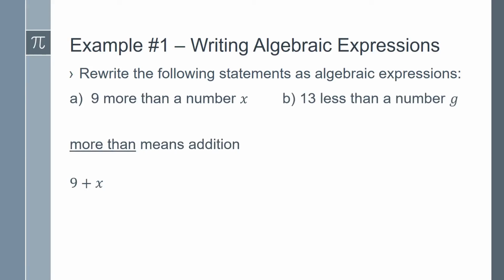B. 13 less than a number g. Less than indicates subtraction. So 13 less than a number g means g minus 13.